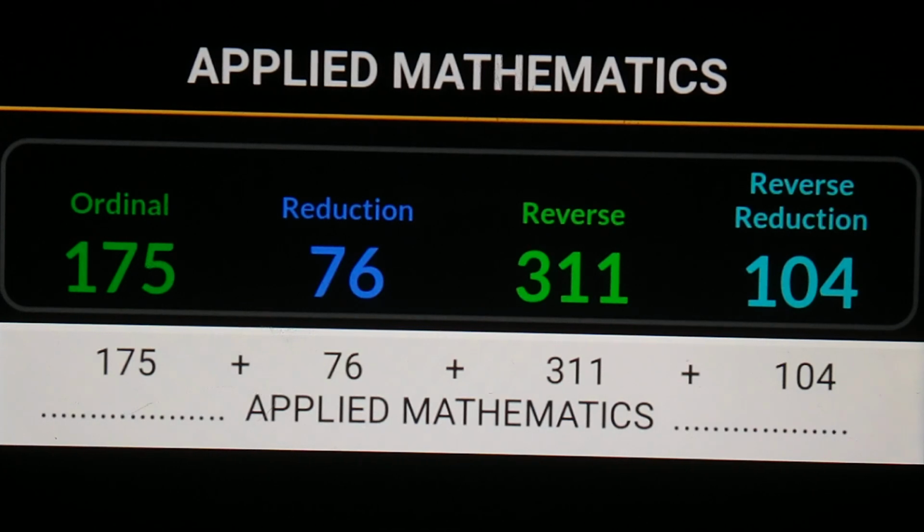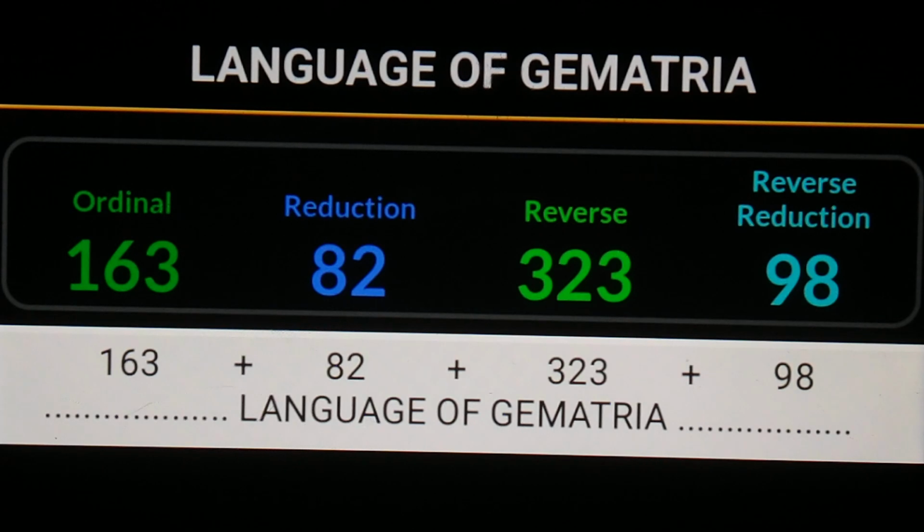Applied mathematics is an example with two letter I's. There's no instances of a letter R, but there's two letter I's. Applied mathematics equals 175, 76, 311, and 104. Add them together: 175 plus 76 plus 311 plus 104. Again, with the 666, look at this example: language of gematria.